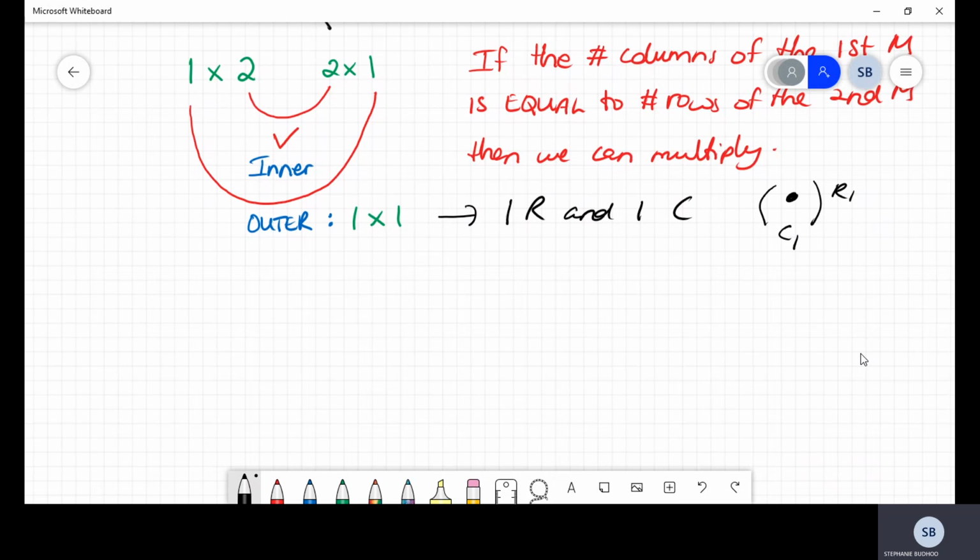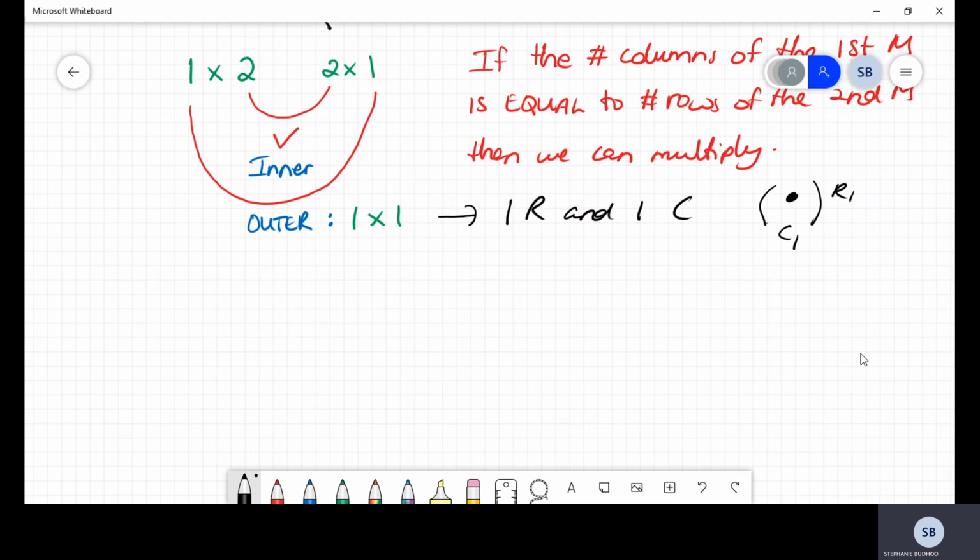Now remember, multiplication takes place in a format where we choose rows from the first matrix and we multiply them by columns in the second matrix. You never choose columns from the first, only rows. So to get this answer, guys, let's breathe and take our time.